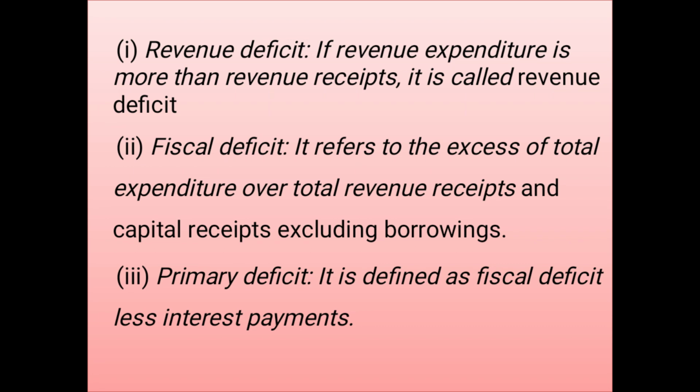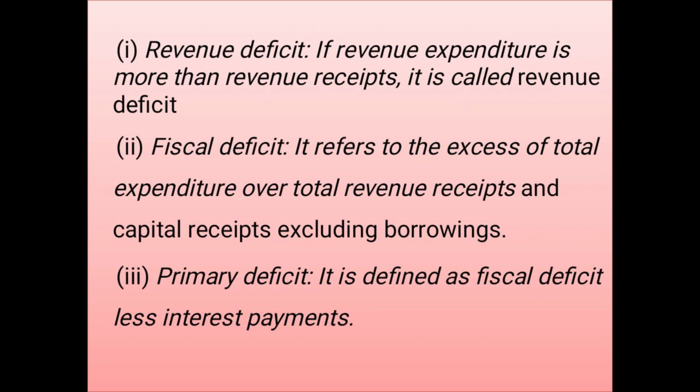Next is the fiscal deficit. Fiscal deficit refers to the excess of total expenditure over total revenue receipts and capital receipts excluding borrowing. So this basically refers to the excess of total expenditure over total receipts excluding borrowings during the given fiscal year. Now what are the implications of fiscal deficit? The implications include the debt trap, foreign dependence, inflation, and financial burden for future generations. And how do we overcome it? The main sources are borrowings and deficit financing.